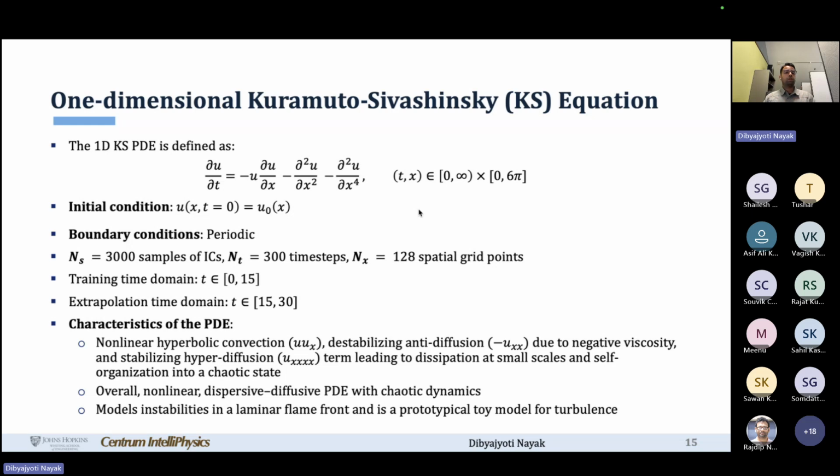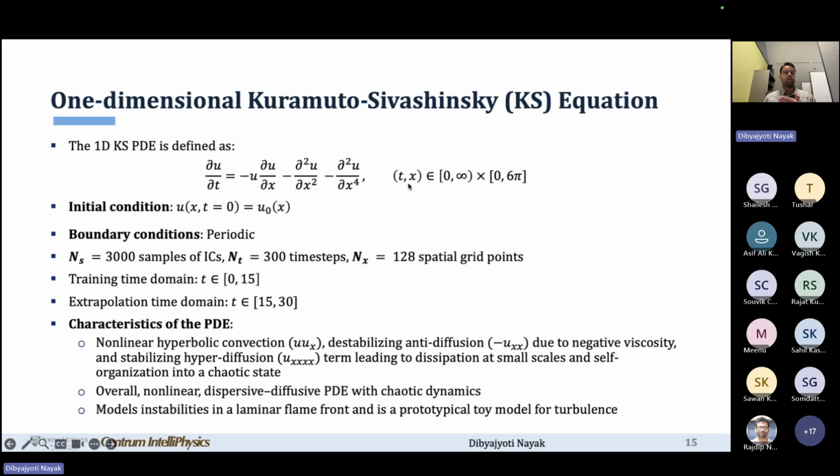We'll move on to the next example, which is the one-dimensional Kuramoto-Sivashinsky equation. People from fluids and combustion might recognize this PDE. It is used to model instabilities in a laminar flame front, and due to the kind of energy spectra, the energy transfer between the large scales and the small scales in the fluid flow, this is considered a prototypical model for fluid turbulence.